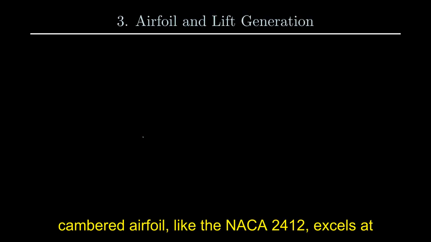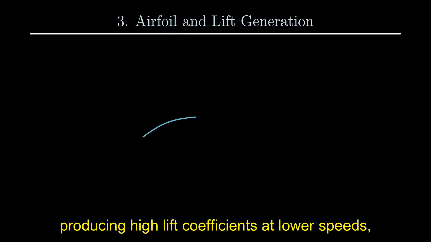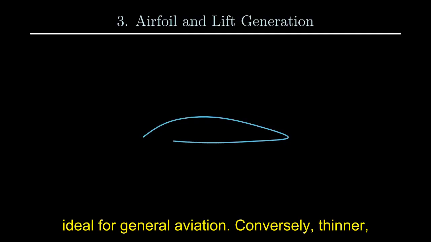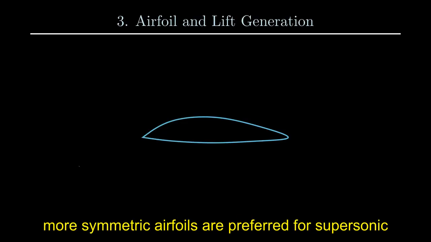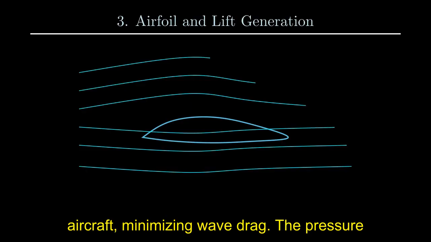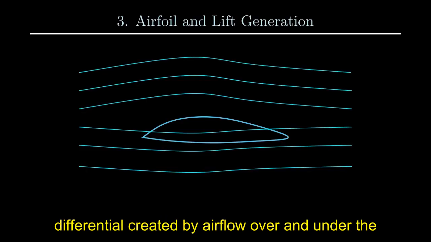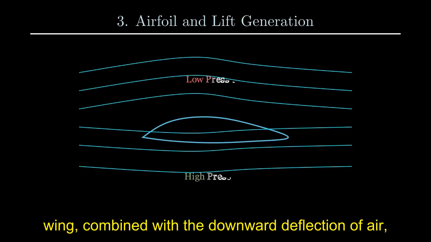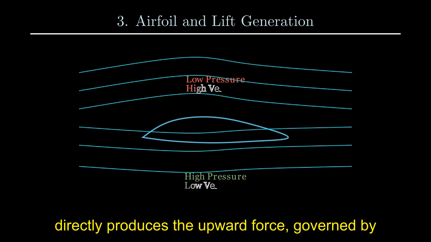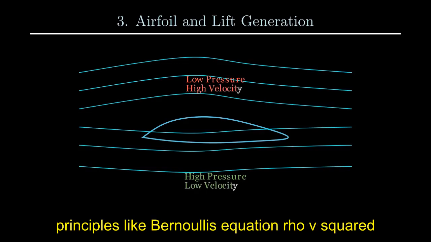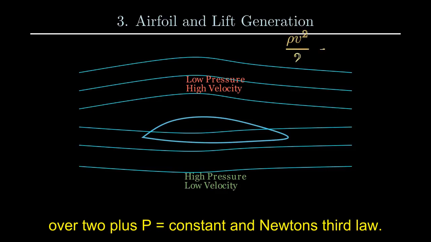Engineers select specific airfoil profiles based on the aircraft's intended speed regime and payload. A thicker, more cambered airfoil, like the NACA 2412, excels at producing high lift coefficients at lower speeds, ideal for general aviation. Conversely, thinner, more symmetric airfoils are preferred for supersonic aircraft, minimizing wave drag. The pressure differential created by airflow over and under the wing, combined with the downward deflection of air, directly produces the upward force, governed by principles like Bernoulli's equation ρv²/2 + p = constant, and Newton's third law.